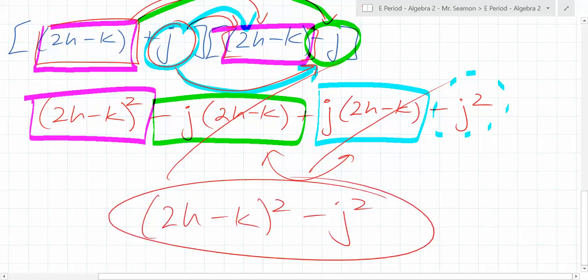If you stopped here, I would give you full credit. Yes, you could square that out, but that's fine right there. Once again, do not multiply stuff out unless you have to. Unless you have to.